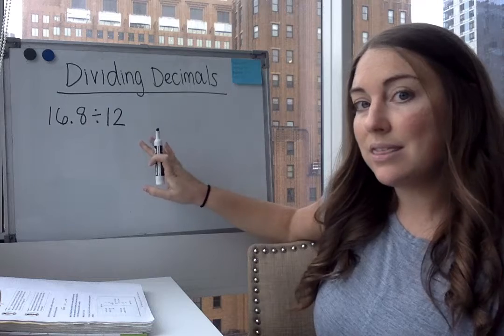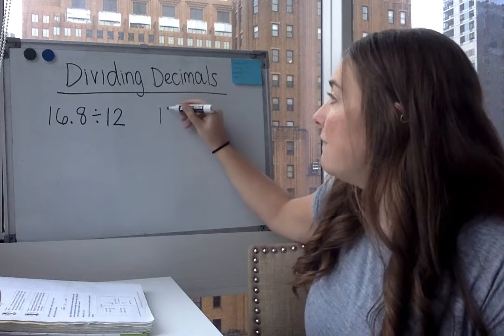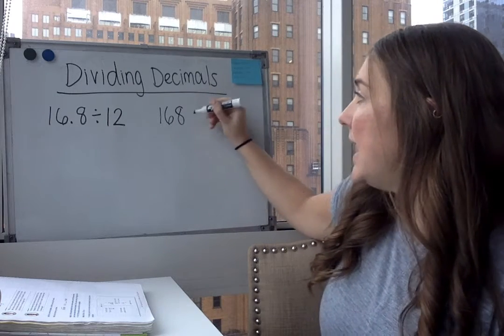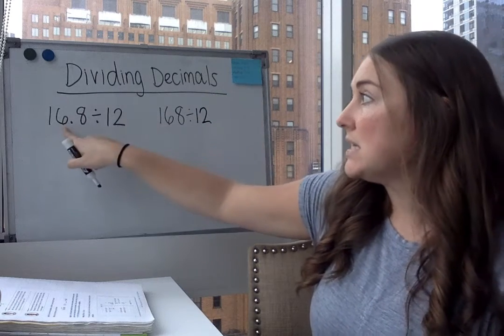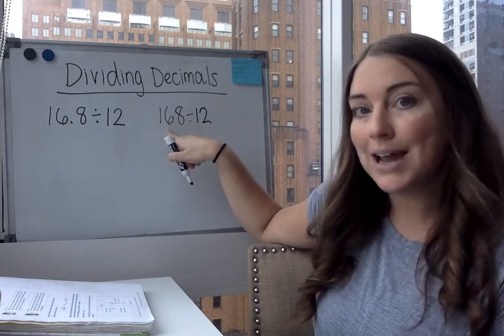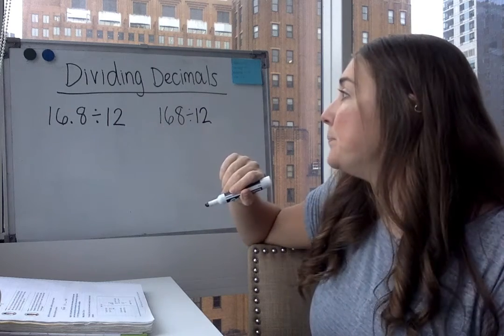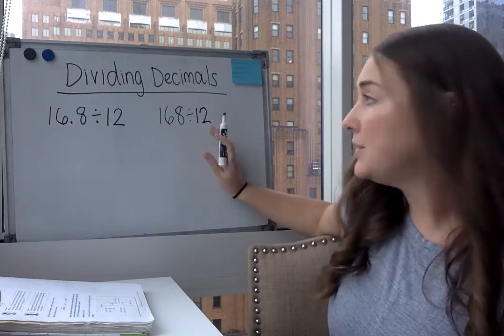I started off the multiplying decimals unit like this. I want you guys to think for a second about 168 divided by 12. So I'm actually going to take this number right here and I'm going to make it 10 times greater. And without further ado, let's do it.